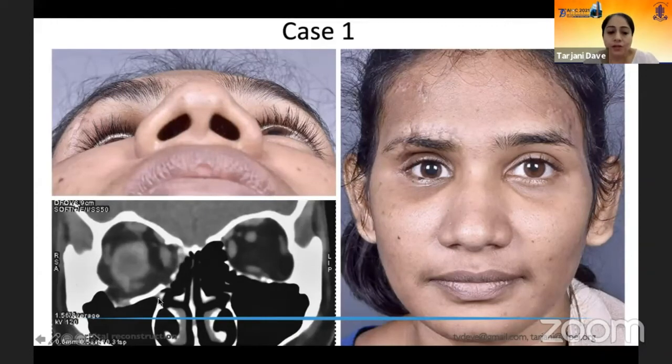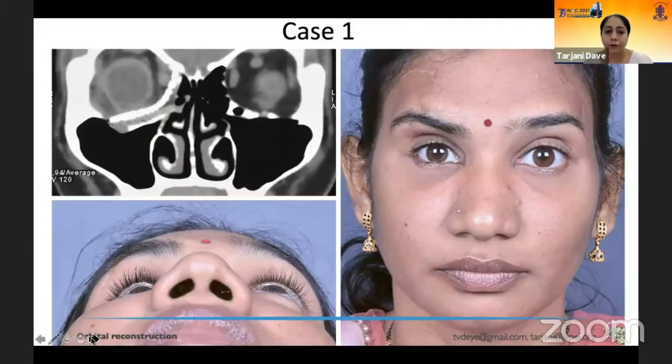As you can see, she has a floor and a medial wall fracture. The inferior rectus is seen close to the globe over here. So the indication for treatment was just pure enophthalmos. She did not have any other concerns. It was just this cosmetic concern of enophthalmos.